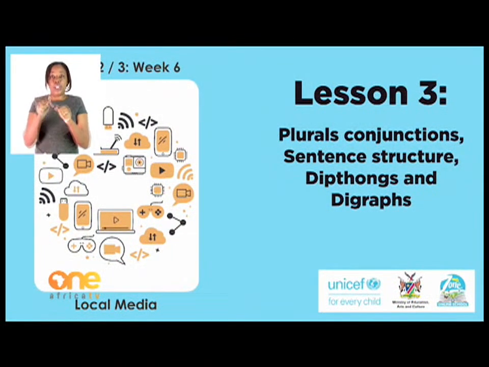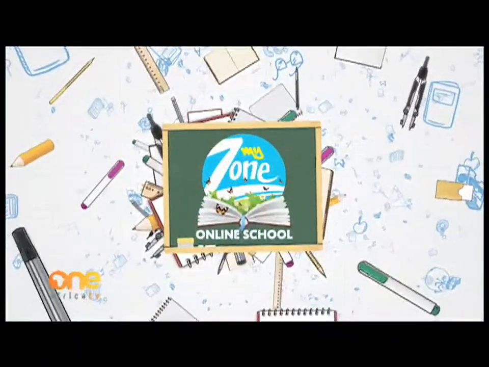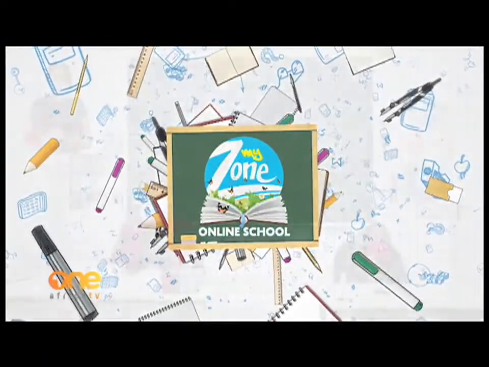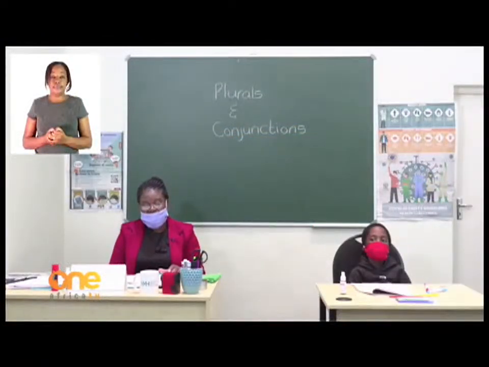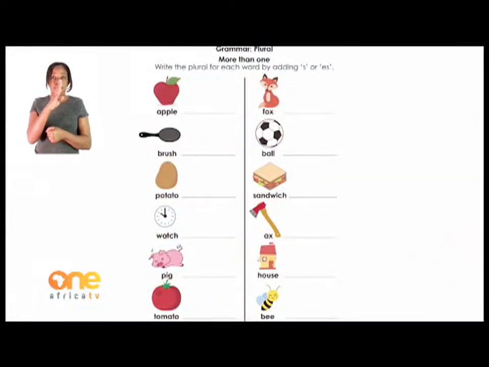Our lesson for today will be plurals, conjunctions, sentence structure, diphthongs, and digraphs. Okay, let's go over to page 14 together with the grade 2s. And the grade 3s, you are also welcome to revise with us. We are going to do the plurals. We are going to learn about plurals.